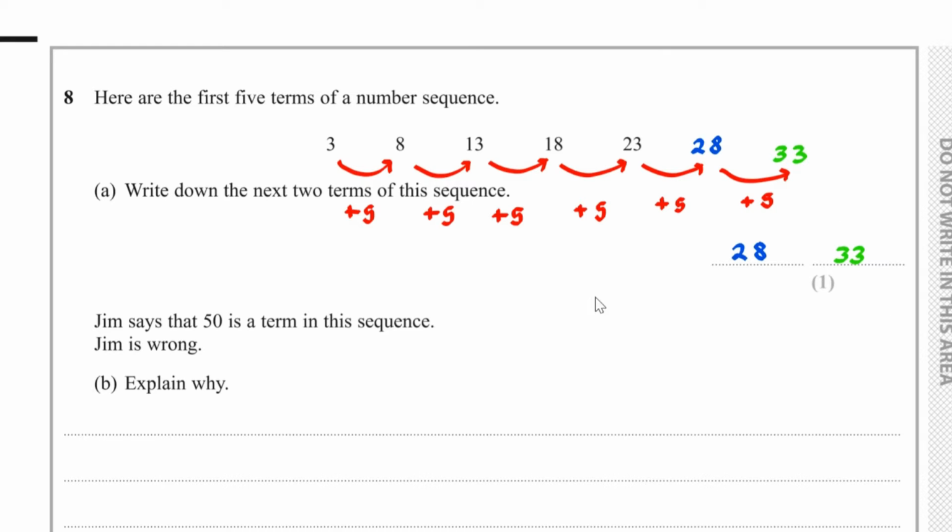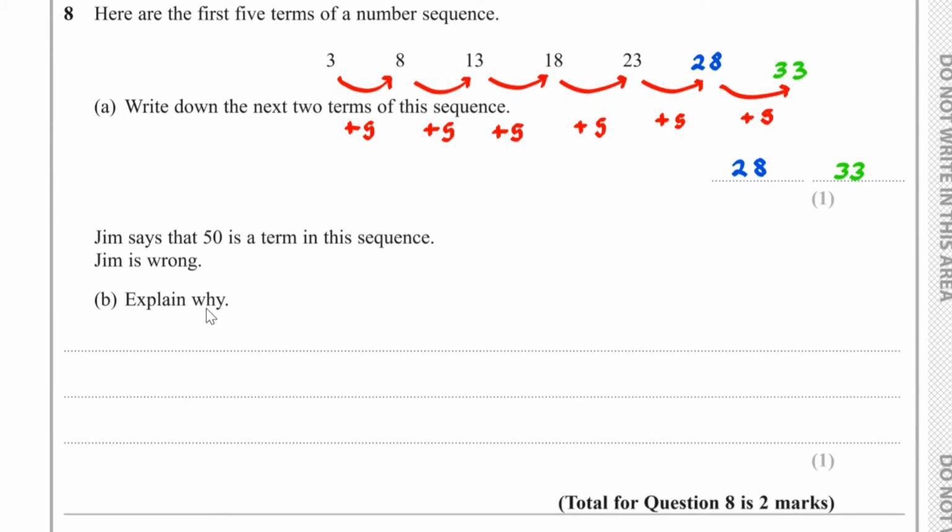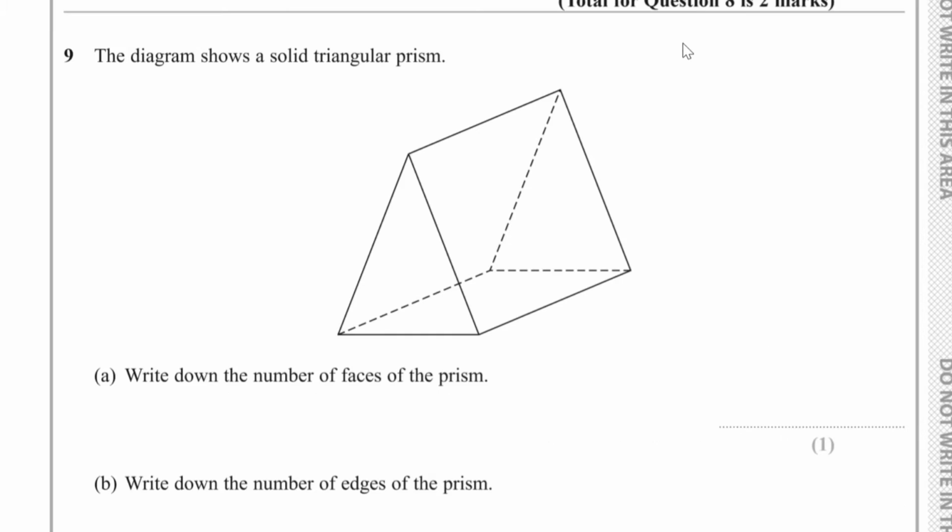Here are the next two terms of the sequence. Now Jim says that 50 is a term in this sequence. Jim is wrong, we have to explain why. Well, all the terms in the sequence end in 3 or 8, which is why 50 is not a term in this sequence.